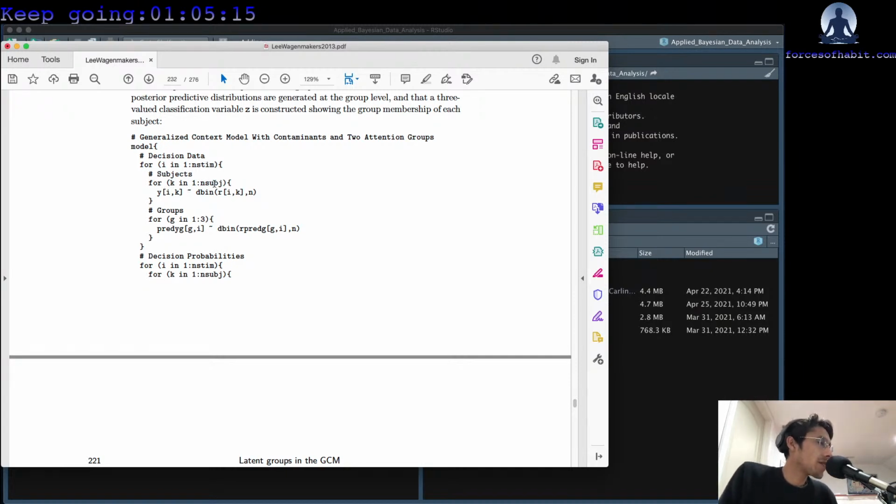But so for each of the stimuli, we'll look at each of the subjects, and we'll give a subject for an item. It's going to be binomially distributed with this rate for a given subject for a given item, and this amount of trials. And then we specify groupings now. So groups 1 to 3. We'll do some predictive checks for groups here. Pretty G. So whatever for each group, for each item, binomially distributed. And we're going to make R predict G, which is just going to be 1 for each group for each item.